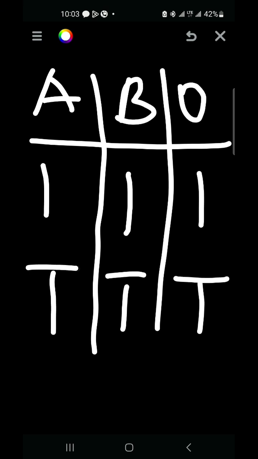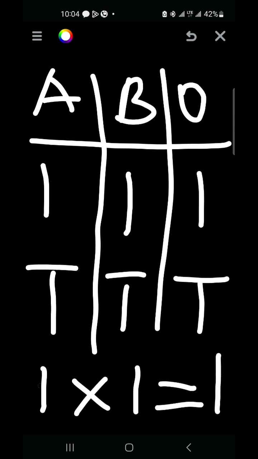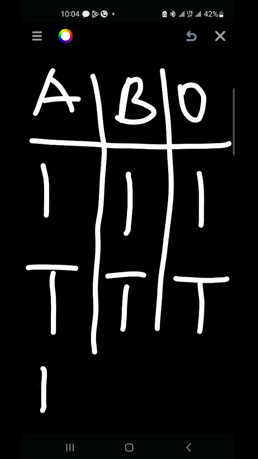So 1 represents true, 0 represents what? False. And I told you that when we are dealing with the AND operation, the AND operation always goes with what? Multiplication. Okay. So if you multiply 1 times 1, the result is 1. Do you understand? Good. So the output here is 1.